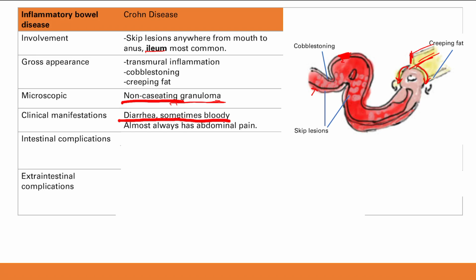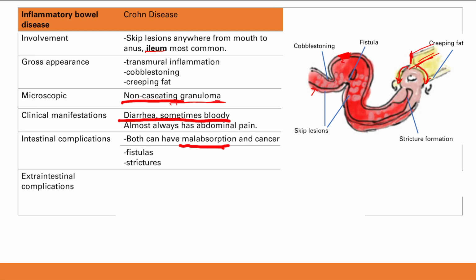Now, there are a lot of complications that can occur with both of these inflammatory bowel diseases. There are intestinal and extraintestinal complications. For intestinal complications, I told you, both of them can have malabsorption. You can also have cancer, because that inflammation and irritation cause mutations.